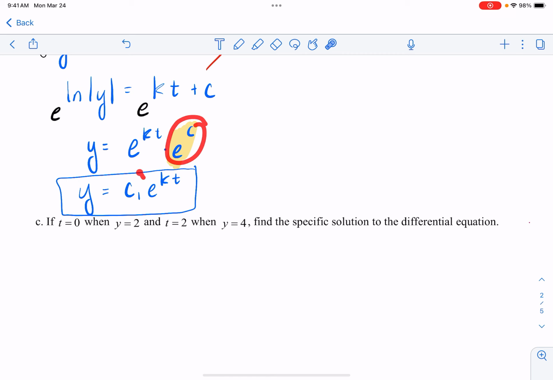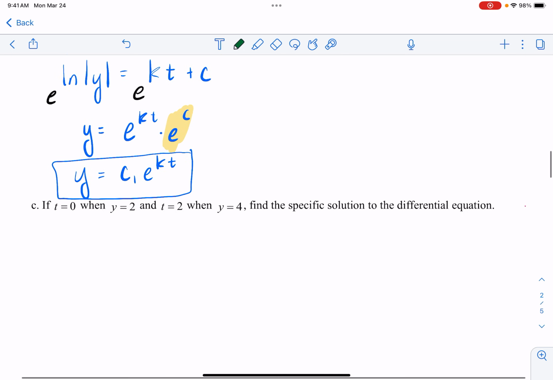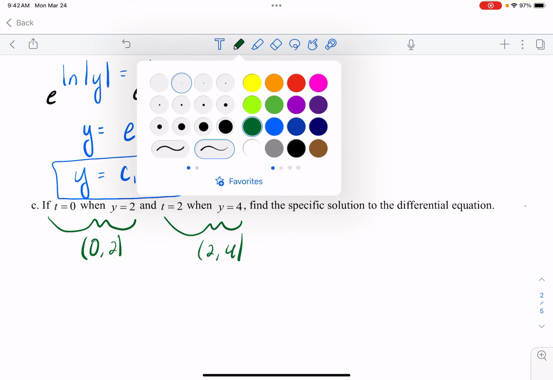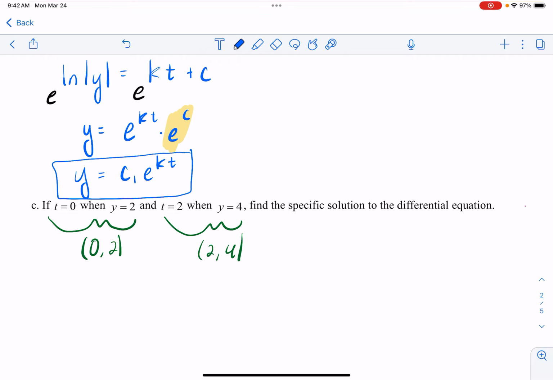Now notice, I should have said this also. e to the c became c sub 1 because these are two different constants, right? We can't just say e to the c is equal to c because c's already been defined. So we just need to rewrite that as c sub 1 to show it's a new constant. All right, so anyway, I digress. When t equals 0, y equals 2, that's the point (0, 2). And this here tells us we have the point (2, 4). So using those two conditions, we're going to solve for c sub 1 and k.